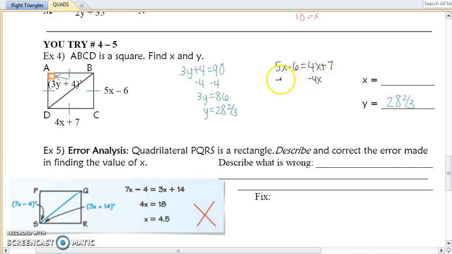So subtract 4x on both sides. x minus 6 is equal to 7. Add 6 on both sides. x is equal to 13.